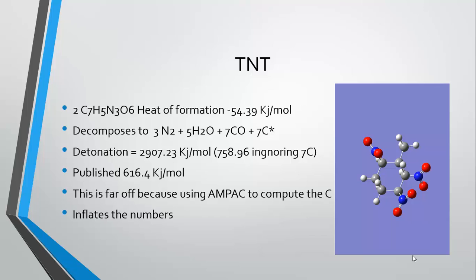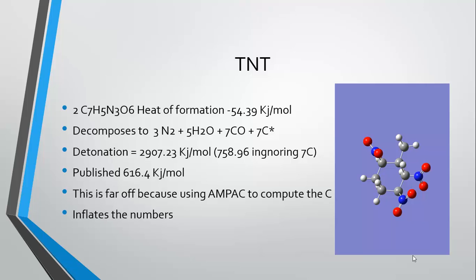Detonation releases 2,907.23 kilojoules per mole, and that's with the carbon factored in. I just plugged carbon in and ran it to optimize just so I could see the result, which I know AMPAC doesn't really do, so that caused me some problems on that. I didn't know the best way to calculate that.